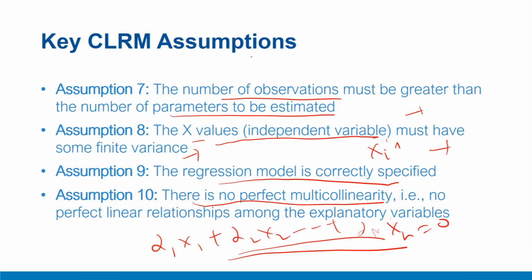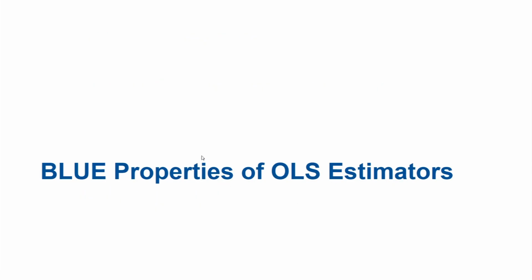To summarize, in this video, we reviewed and examined all the 10 key, very important assumptions of the classical linear regression model. In this video, we'll introduce the BLUE properties of OLS estimators. OLS estimators are often considered to be best linear, unbiased, and efficient estimators. These are called BLUE properties.